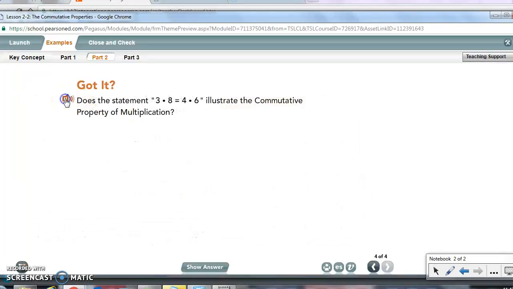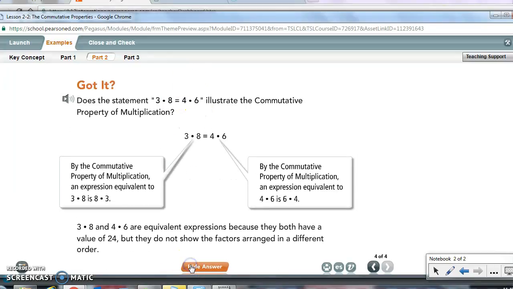Go ahead and try this one. Does the statement 3 times 8 equals 4 times 6 illustrate the commutative property of multiplication? Do these illustrate the same thing? So 3 times 8 is 24 and 4 times 6 is also 24. Do they illustrate the same thing though?